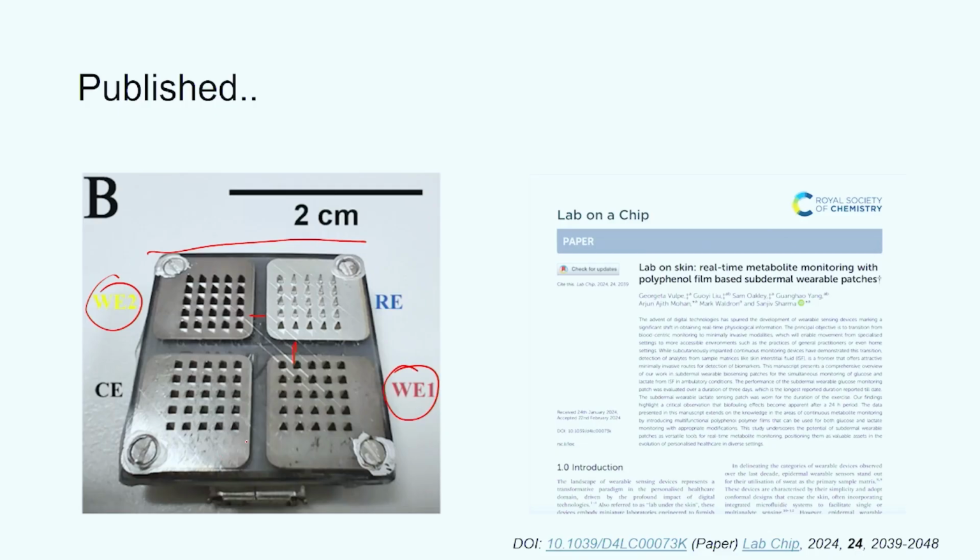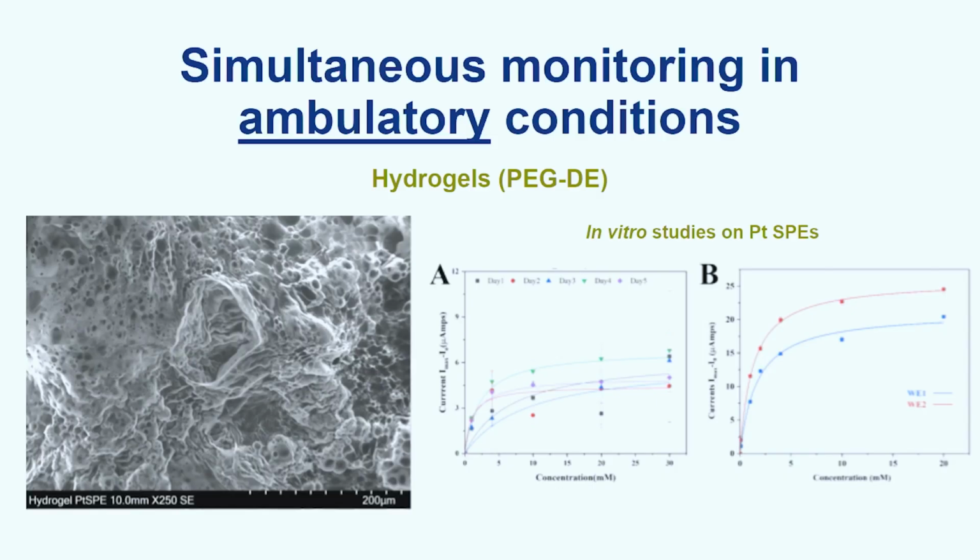Again, the thumb rule is it should be either the same size as the working electrode or bigger than the working electrode, ideally bigger. But that fact was not disclosed; we found that out later on by doing many failed experiments, and therefore we started having bigger counter electrodes, and I'll show you the latest designs later on. Okay, and this was published in Lab on a Chip. We published it as Lab on Skin, real-time metabolite monitoring with polyphenol based subdermal wearable patches.